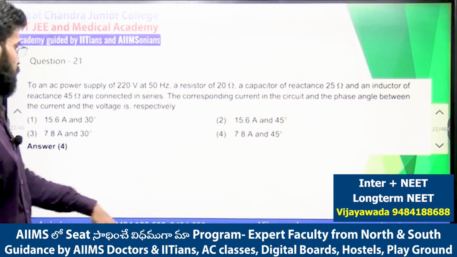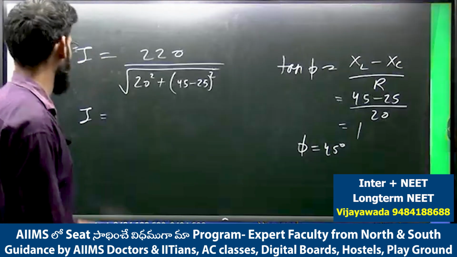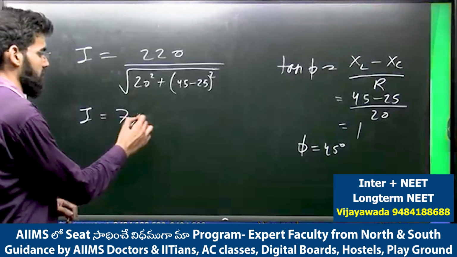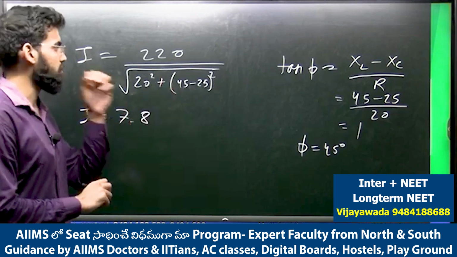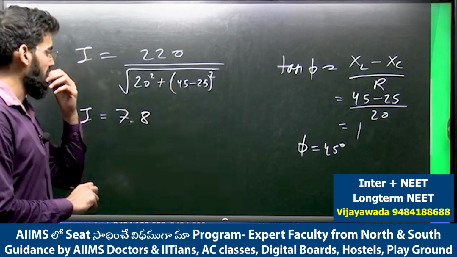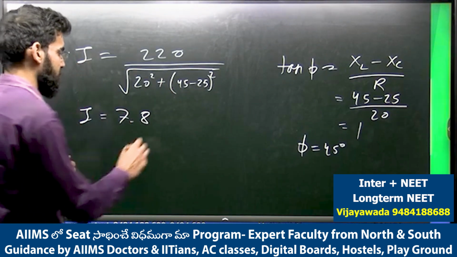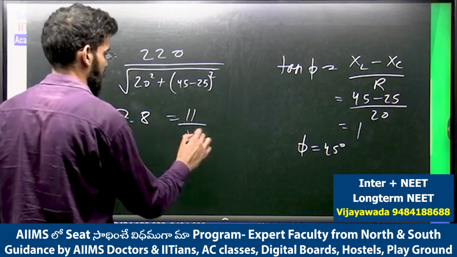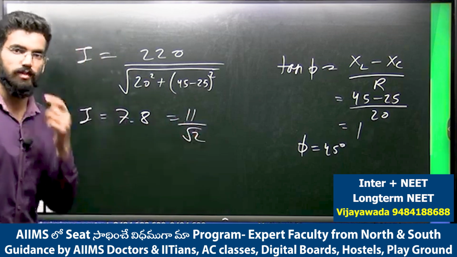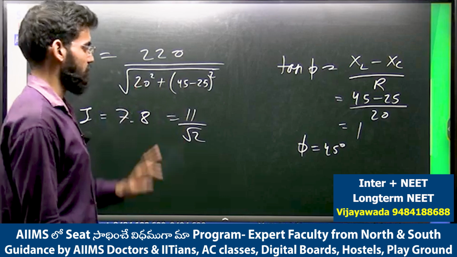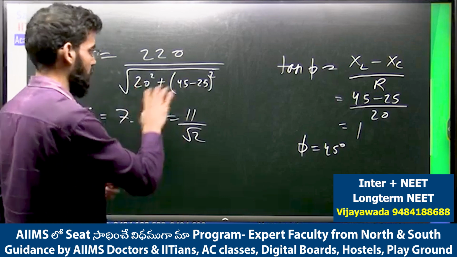Okay, I have this fourth option. So here you will solve. This will come 7.8. Okay, this you can solve. A little bit of hard calculation, but still you can solve. Okay, I think 11 by root 2. As far as I remember, 11 by root 2 answer will come. Okay, not that much hard.